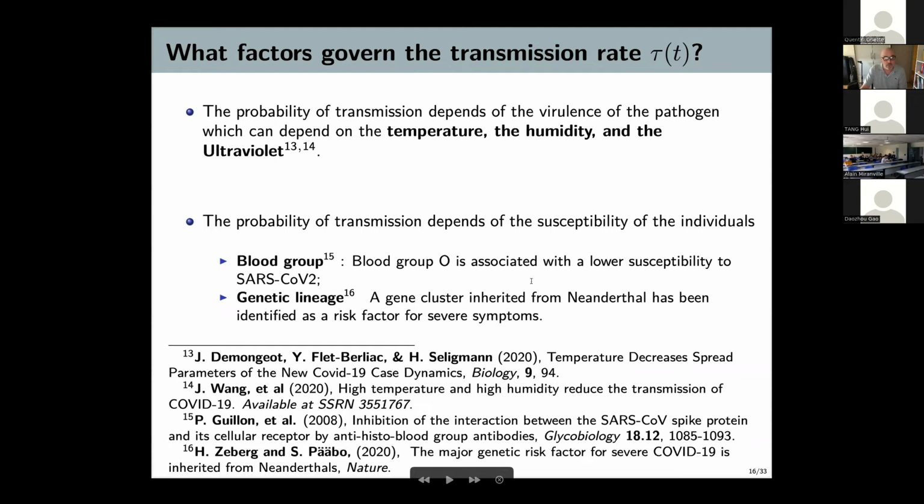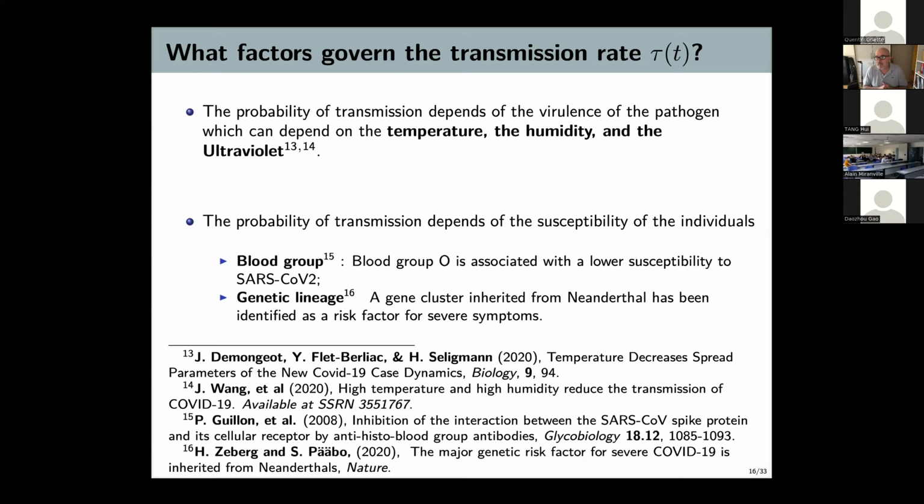Another aspect is that the susceptibility of people may depend on several aspects, like the blood group. For example, people with blood group O are less susceptible than other groups. And the genetic lineage may also have an impact on the susceptibility. This was observed in some paper. Anyway, that's just to tell you it's extremely complex.